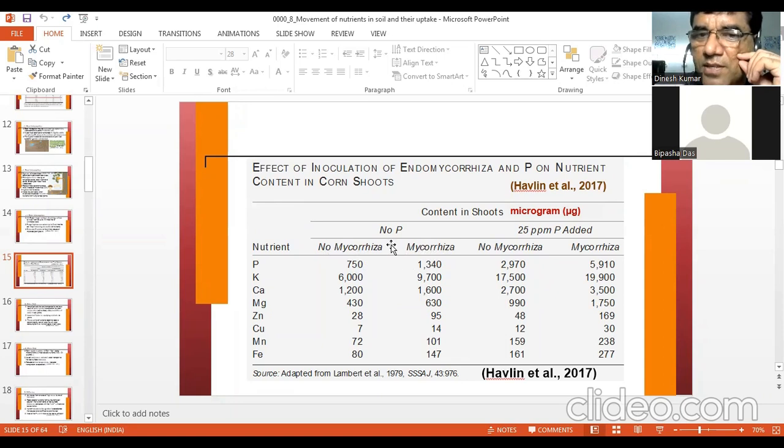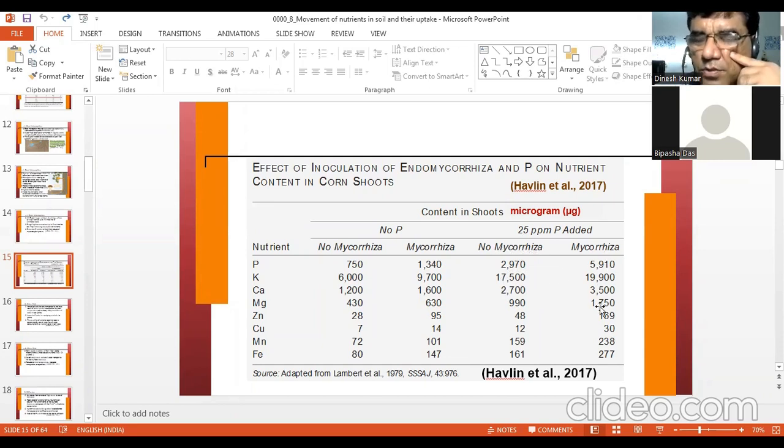So you can see the difference. When no phosphorus is applied, here the concentration was less, here the concentration was more. You can see the difference, 6,000, 9,700, a microgram, 1,200. So for all the nutrients, you can see what is happening. Now, even in this case also, no mycorrhiza. Here phosphorus was added, but there was no mycorrhiza. Then the uptake of phosphorus addition on different nutrients, you can see 2,970, 70.